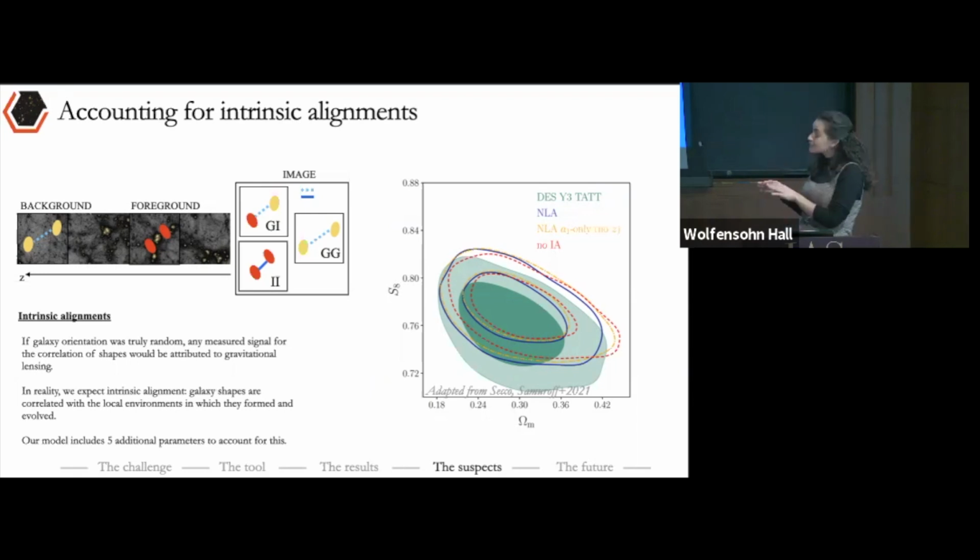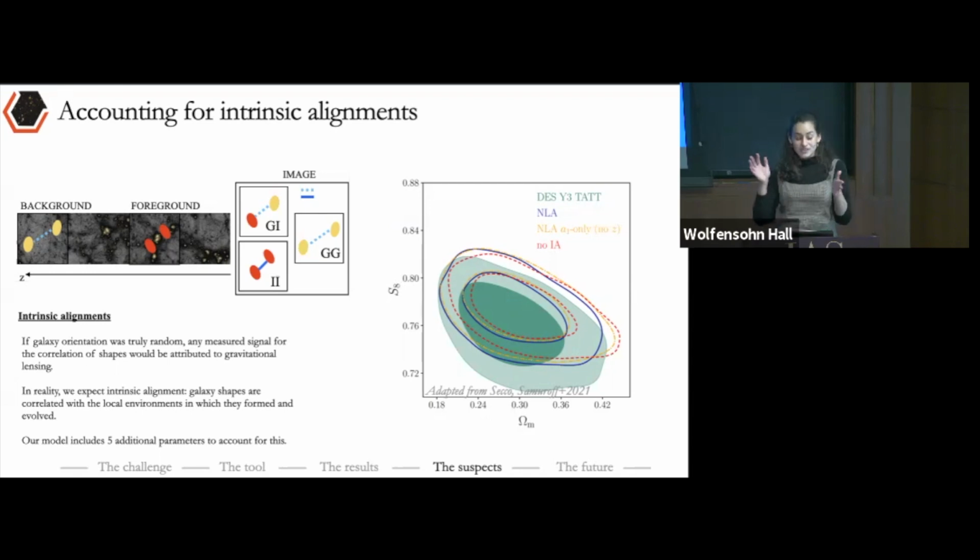Now, in DES, we use a more flexible intrinsic alignment model than previous surveys have used. We use the tidal alignment and tidal torquing model, or the TATT model, as we call it in DES, and it's a nonlinear perturbative prescription. Previous analyses have assumed the NLA model, or the nonlinear alignment model, which models intrinsic alignments as linear in the tidal field with a nonlinear power spectrum. TATT is just a superset of this model.